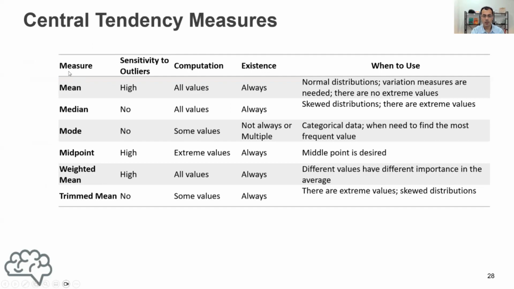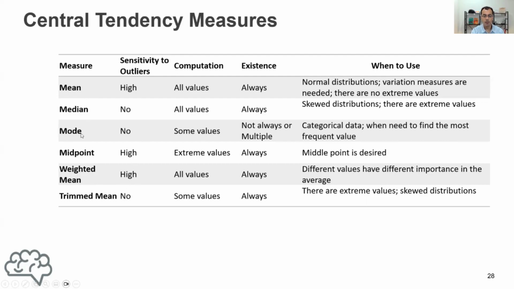Let us now make a trade-off between the different central tendency measures that we studied. We are going to compare them based on their sensitivity to outliers, on their need or not to use all values to compute them, on their existence, and when we should use each one of them. As we observed in our previous example, the mean and the midpoint are very sensitive to outliers, and as the weighted mean is a small variation of the mean, it's also expected to be sensitive to outliers.